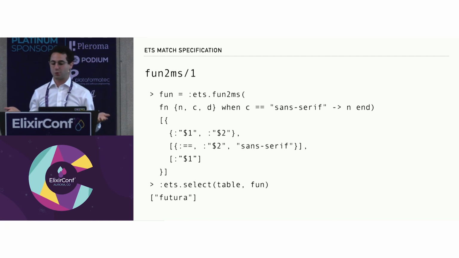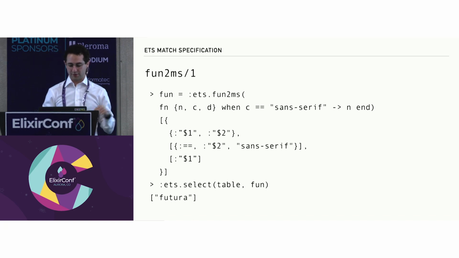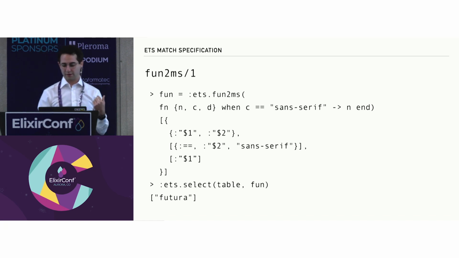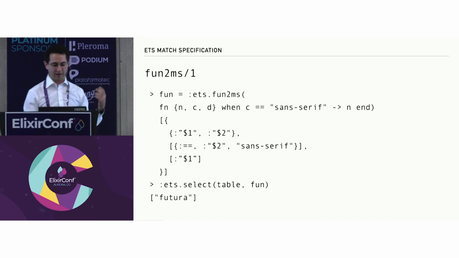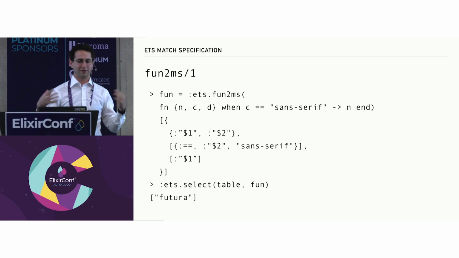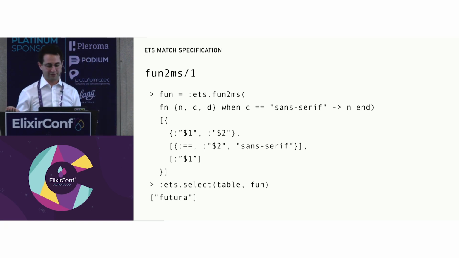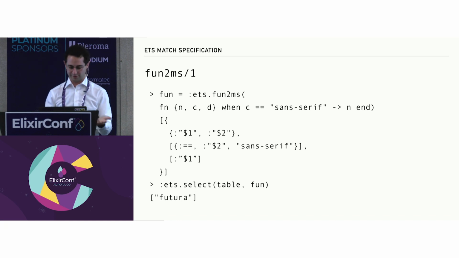This basically lets you query data, and you can actually use a select command to pull results out. So you turn a query into a match specification, and then make the query in a way that's familiar, and it looks a little weird, so let's break it down. In this case, we make a function that takes these fields N, C, and D, which is just short for name, classification, description. And then we want to find all of the fonts with the classification sans serif.